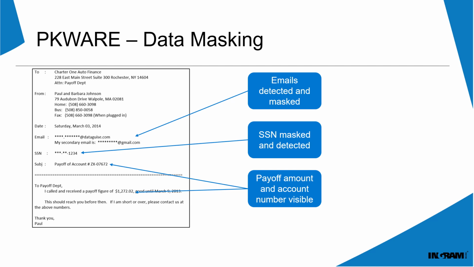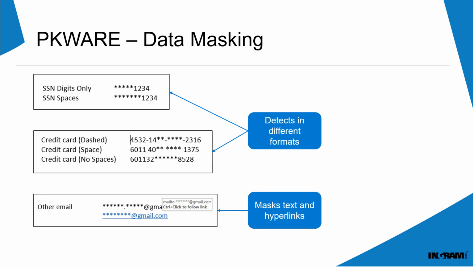But data masking is a very complex thing because not everything is going to be nicely formatted like that social security number you see there. It's 4-2-4. That can be masked even if it's in different formats. So as you can see, we did digits only with spaces, credit card numbers being found, whether they're dashed or spaced or all put together. Even text in hyperlinks is masked out.